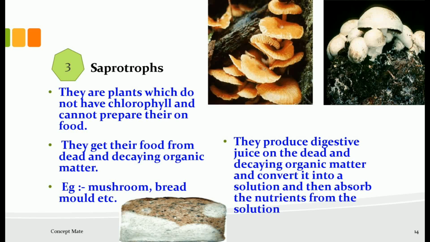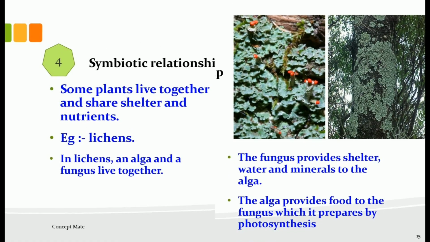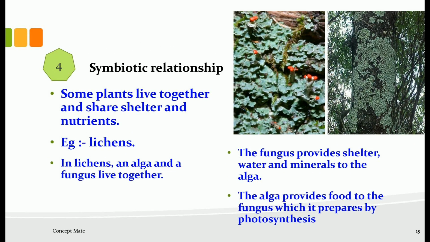Next we shall be looking at symbiotic relationship. Symbiotic relationship is where two or more organisms share both shelter and nutrients for survival. There are some plants which live together and share shelter and nutrients. So let us look at the example of lichens. In lichens, an alga and a fungus live together. There are some pictures on the slide of lichens for your reference.